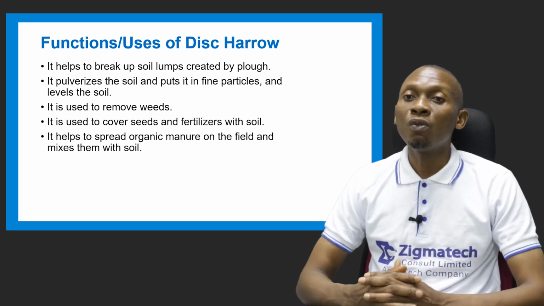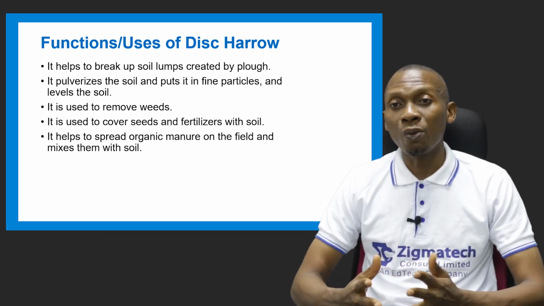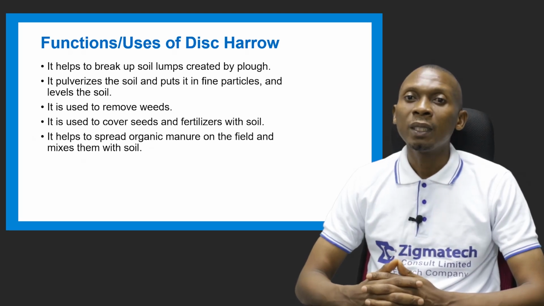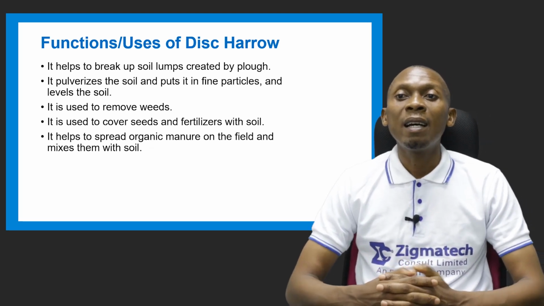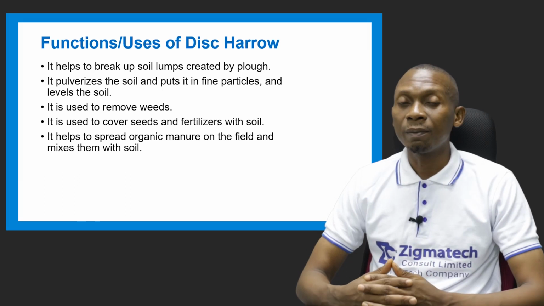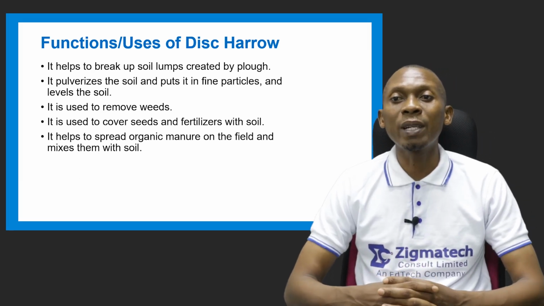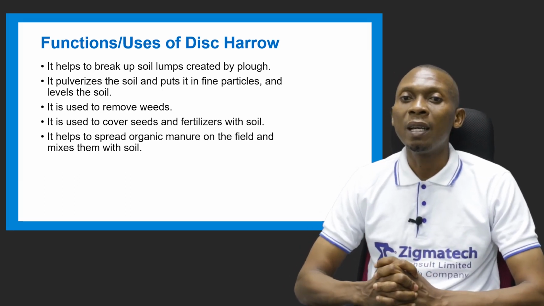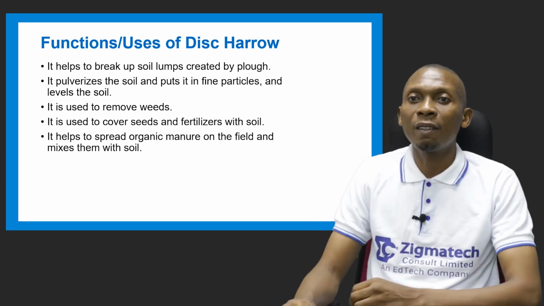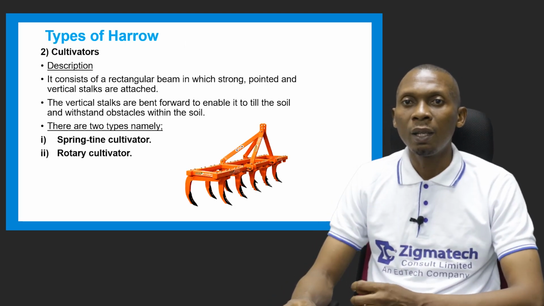Then it's also used to remove weeds. The disc harrow can be used to remove weeds. It can also be used to cover seeds and fertilizers with the soil. And it can also be used to spread organic manure on the field and mix it with the soil. So these are the functions or the uses of the disc harrow.